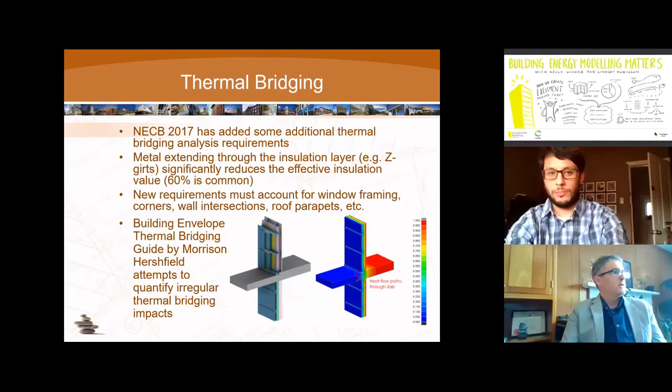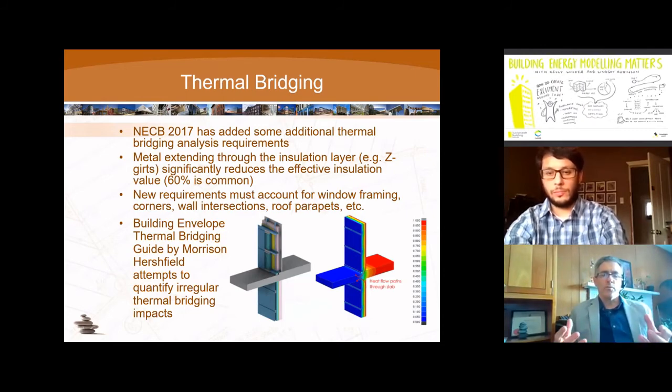I think we skipped a slide ahead. Oh, no, we didn't. So I mentioned that we were going to talk a little bit about the thermal bridging stuff and how NECB 2017 is different and some of the things you might see when future codes come into place.